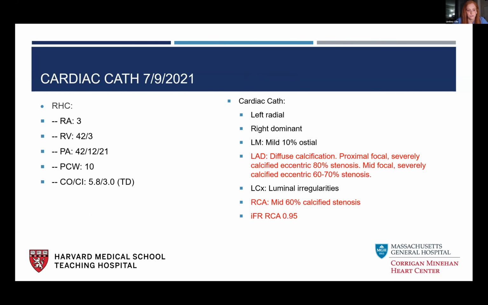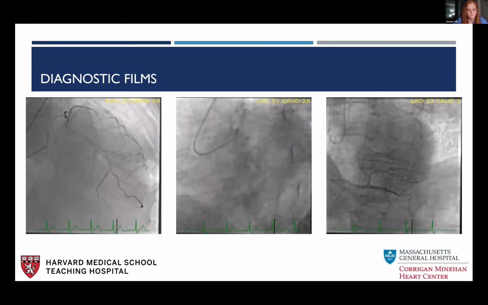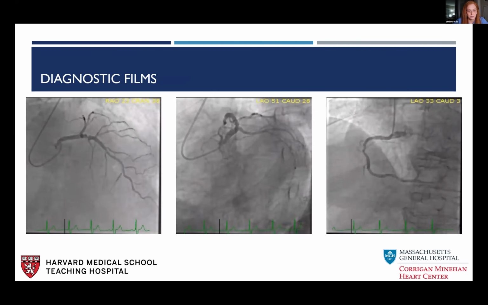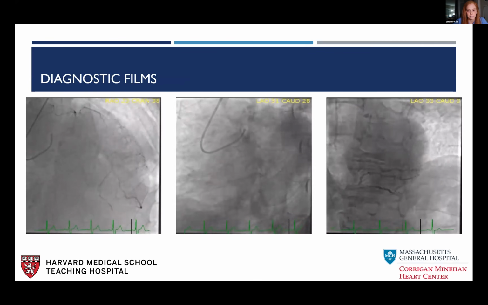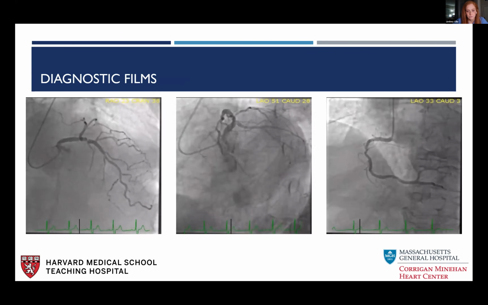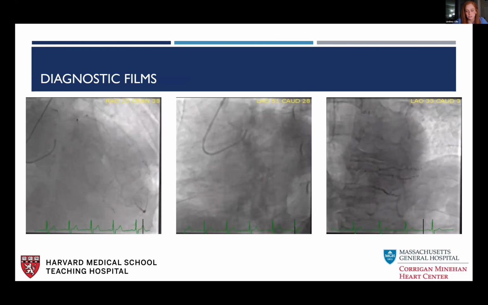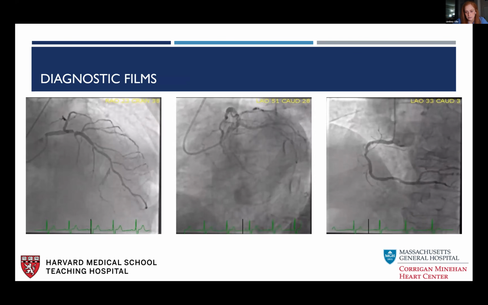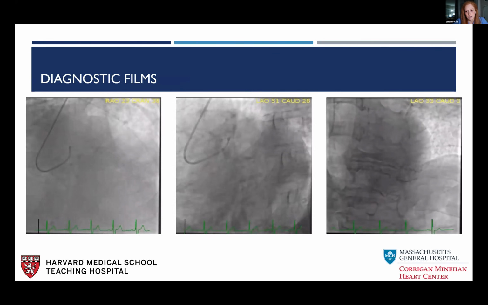Right heart cath showed normal filling pressures with an RA of 3, a wedge of 10, and a cardiac index of 5.8 and 3.0 by TDs. Cardiac cath, I'll show the images in a couple seconds here, mostly focusing on the LAD, which showed diffuse calcification and 2 sequential severely calcified eccentric lesions, 80% then 70%. The RCA also had notable disease, but iFR was 0.95. So here again, on the left-hand side, you can see the severely calcified prox LAD and mid LAD disease. Not much left main disease, luminal disease in the circ. And then on the right, you can see non-obstructive disease that again was iFR 0.95.